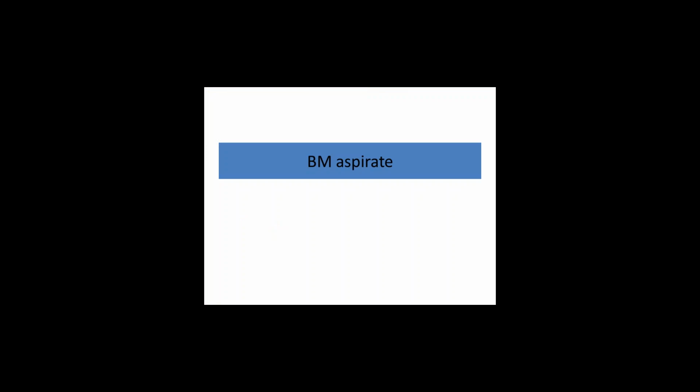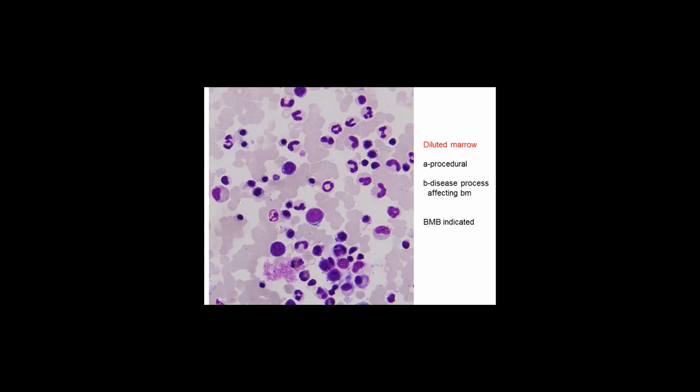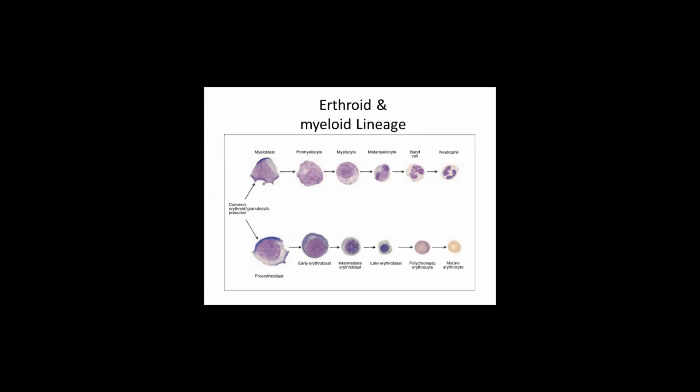Now coming to the bone marrow aspirate problem. The bone marrow aspirate can be dilute at times. If it is dilute, it could be because of a fault in our procedure, and secondly, it could be because of marrow fibrosis. In both cases, a bone marrow biopsy is indicated, and so if we have a biopsy along with it, we don't have to repeat the procedure. This is just the cells that are seen, the erythroid and the myeloid lineage of the cells.